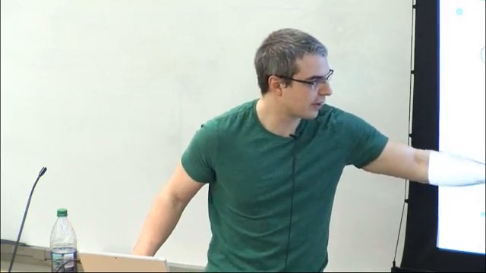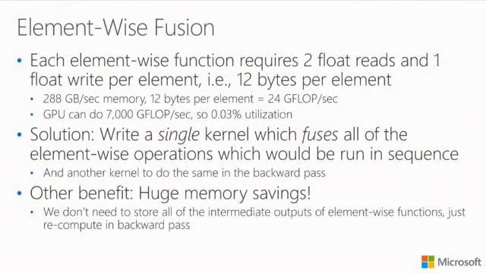The problem is if you do an elementwise function like this, it's doing 2 reads and 1 write for every element, which means that given all the things I showed before, we can read at 300 gigs a second, but we're reading 12 bytes, which means we're getting 24 gigaflops. And that means that out of our 7,000 possible total gigaflops, we're only getting 0.03% utilization. So even though we're doing a lot fewer element-wise operations than matrix operations, this will still create a big bottleneck if you don't optimize it also.